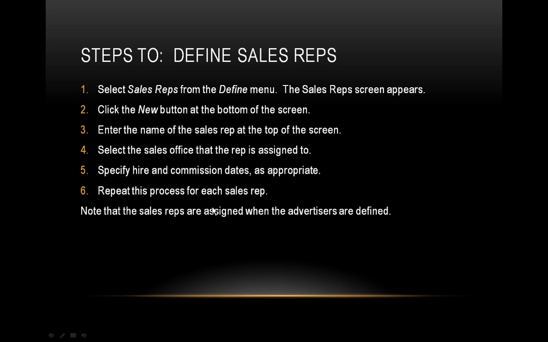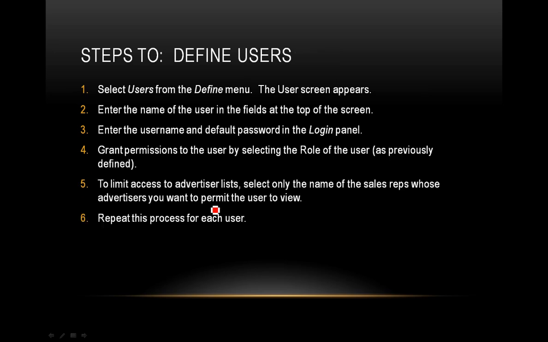So, to define sales reps, again on the Define menu, select Sales Reps, get in New Mode, enter the name of the rep, and then go ahead and assign them to a sales office, and you can specify hire and commission dates if you need to, and then go ahead and do that for each of your sales reps.